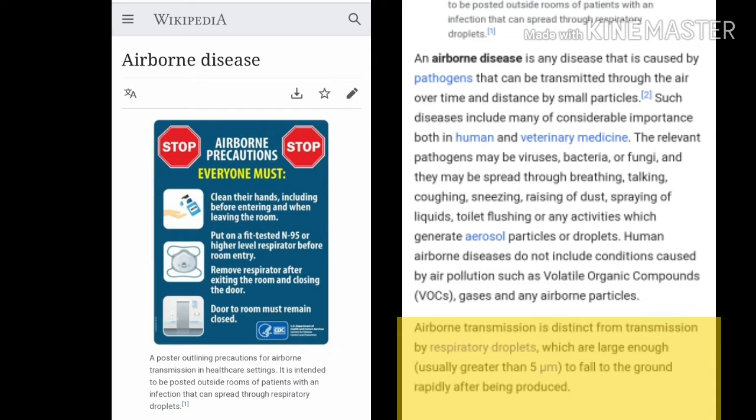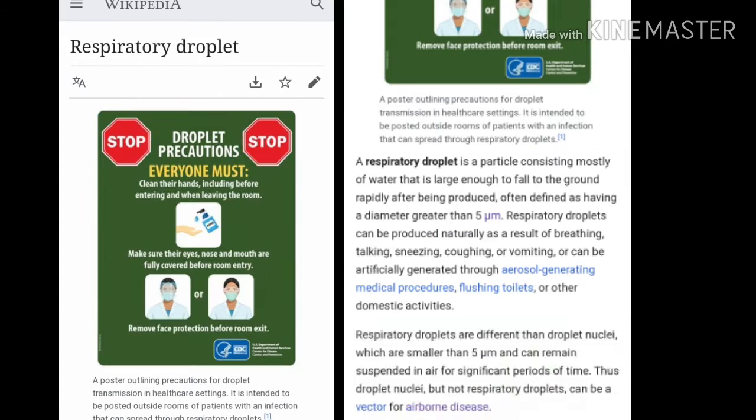An airborne disease is a disease that is caused by pathogens that can be transmitted through the air. Which pretty much, we know all this. But the most important part is the highlighted area, which states airborne transmission is distinct from transmission by respiratory droplets, which are large enough, usually greater than 5 micrometers, to fall to the ground rapidly after being produced.